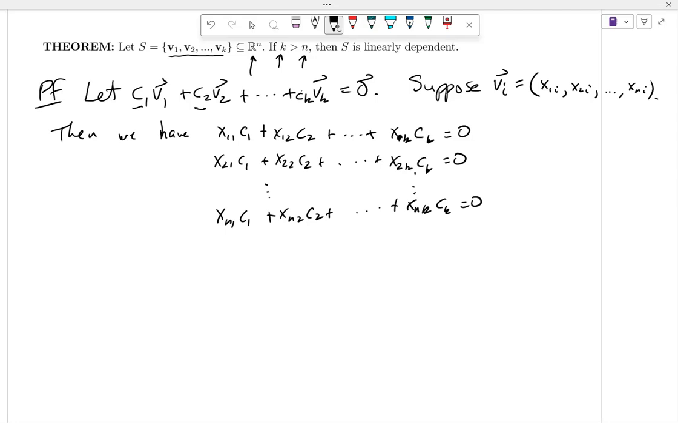The C's, right? Because we're given the V's, correct? The X of whatever's are your coefficients. The C's are what we're trying to solve for, right? How many equations do we have? N. How many variables do we have? K. What kind of system do we have? Homogeneous system, right?